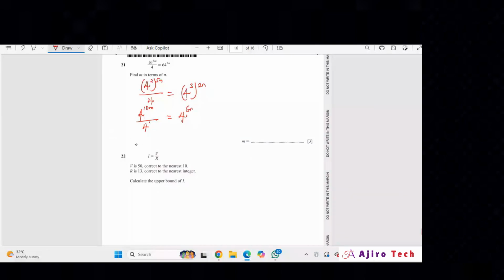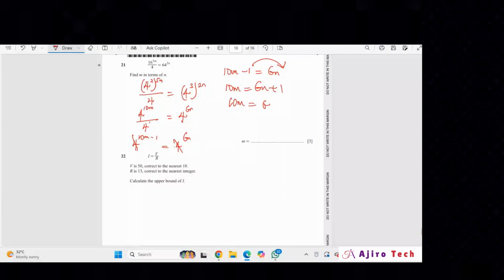So this is indices here. I'm going to have 4 raised to the power of 10m minus 1. That is the division law. So 4 raised to the power of 6n. This one we cancel. So we are going to have 10m minus 1 is equal to 6n. So from this, we are going to have 10m is equal to 6n plus 1. That is, transfer this one to this place and it is going to be plus 1.